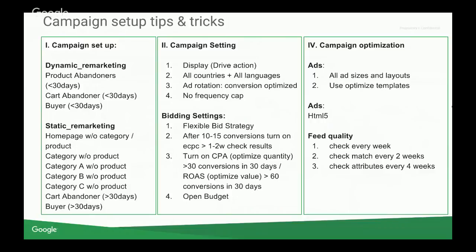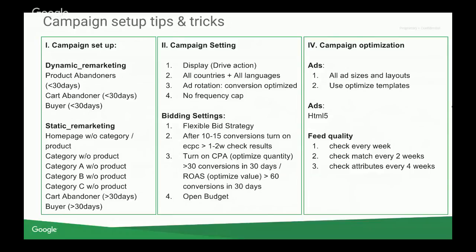So maybe just to quickly recap and share with you some tips and tricks. We already mentioned how to set up the campaign, and maybe just as a tip, when you create your remarketing list, you should limit your product abandoners to 30 days. And also the cart abandoners as well as buyers should be on the remarketing list for pretty much 1 month, so 30 days.